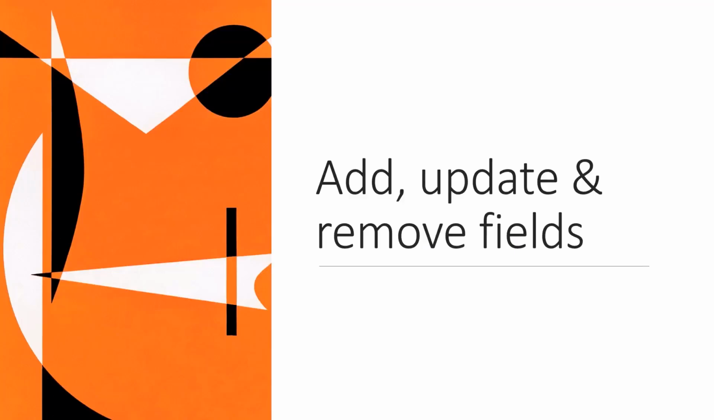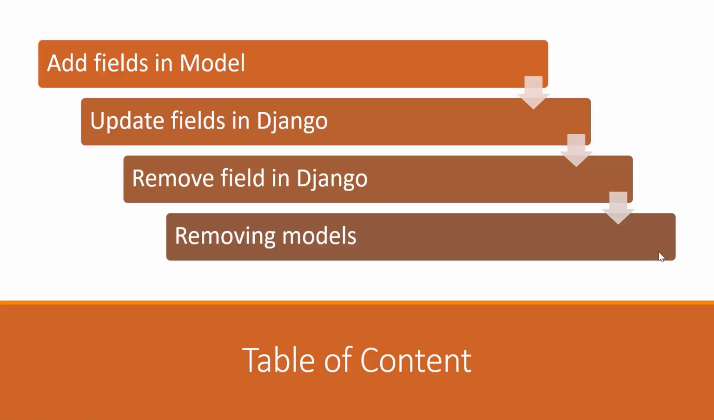Hello and welcome everyone. In this video tutorial, we will discuss how we can manipulate different fields of a model in Django. We will start off by discussing how we can add a new field in our Django model. Then we will discuss how we can update an existing field in Django. After this, we will also discuss how we can remove an existing field from a model in Django, and in the last we will discuss how we can remove the complete model from Django. So without any further delay, let's jump to the very first topic.